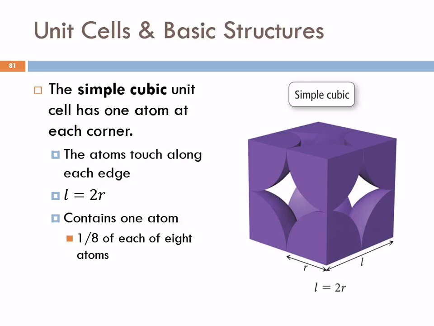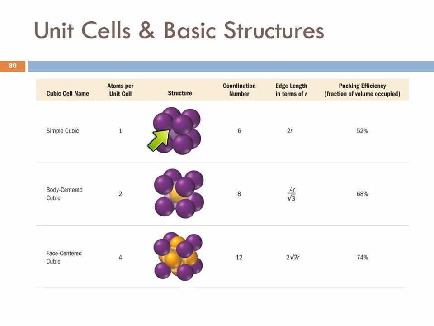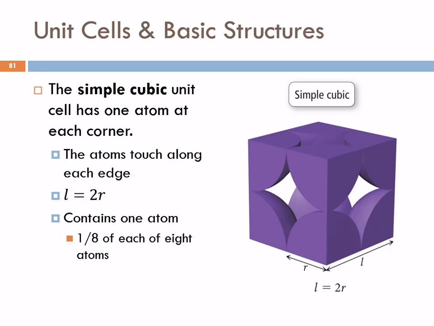The simple cubic unit cell has one atom at each corner. And so this picture differs from this one because here we're looking at whole atoms, and in this picture we're looking at just the unit cell. The unit cell is going to be only part of each of these atoms. But if we take this cell and reproduce it in all three dimensions, we'll end up with the crystal lattice.